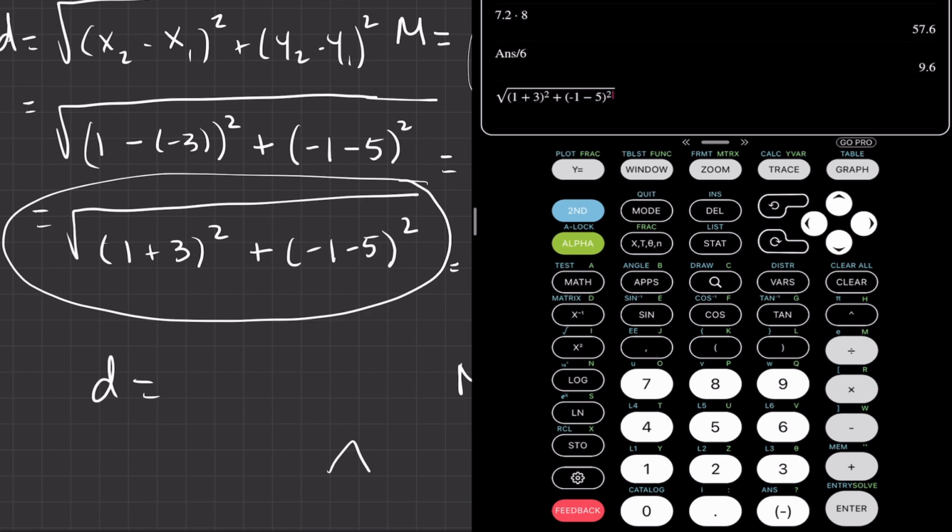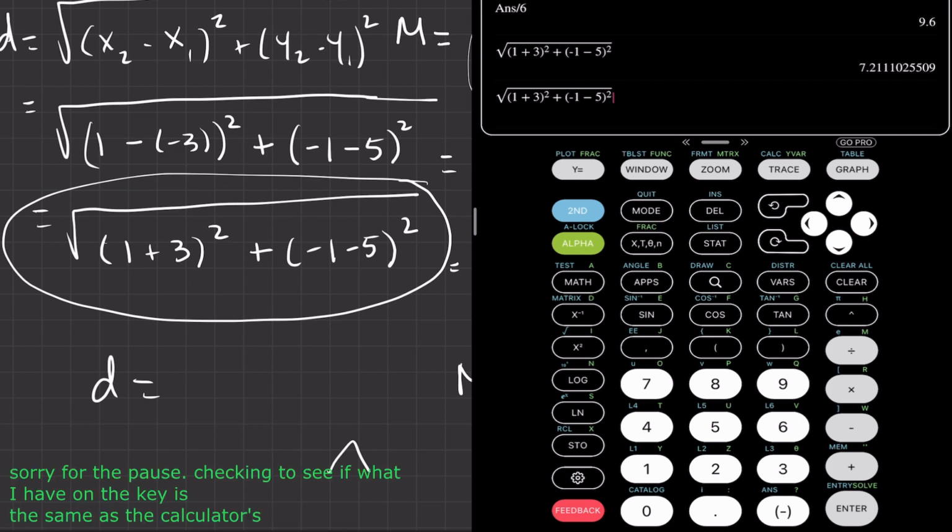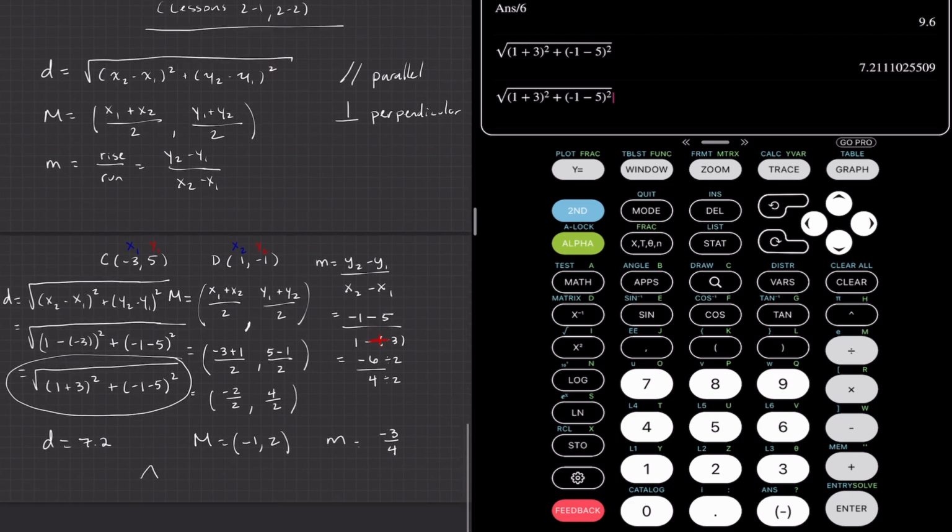Okay, now I want you to compare what I have on the calculator to this. Does that look the same? Good, it does. So now press enter, and let's see, you should get 7.2 as your answer. So D is equal to 7.2. Okay? And there you go.